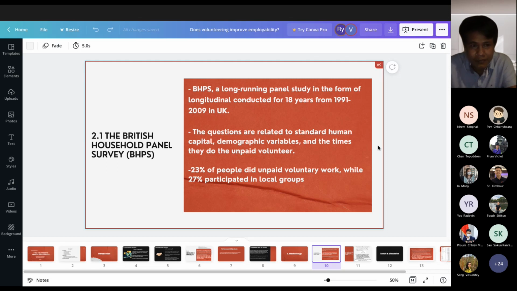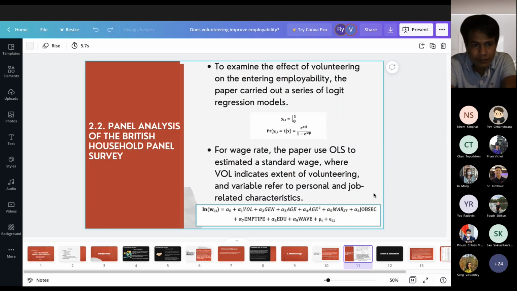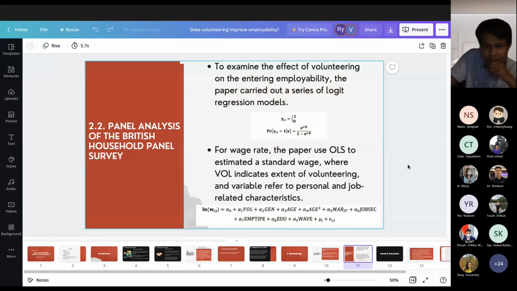So yes, moving on to the second point of the methodology, which is about the panel analysis of the BHPS, the British Household Panel Survey. In this paper, they ran a series of regression models to determine the relationship between volunteering and employability.